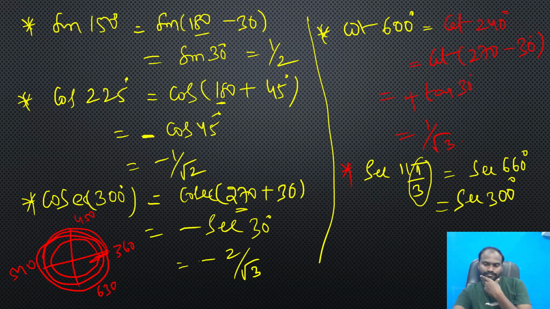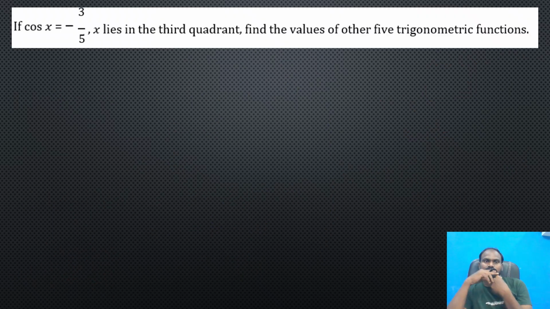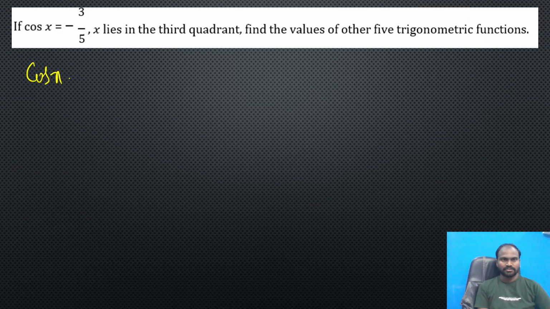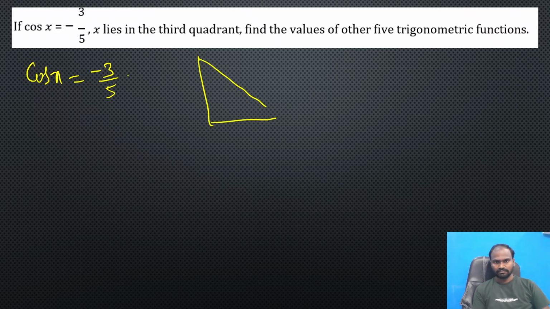Right, students? Okay. Look at this question. Cos x is equal to minus 3 by 5 they gave. X lies in the third quadrant, they mentioned. Okay, so cos means what? Adjacent by hypotenuse. So with 3 and 5, by the Pythagorean theorem, the other side is going to be 4.